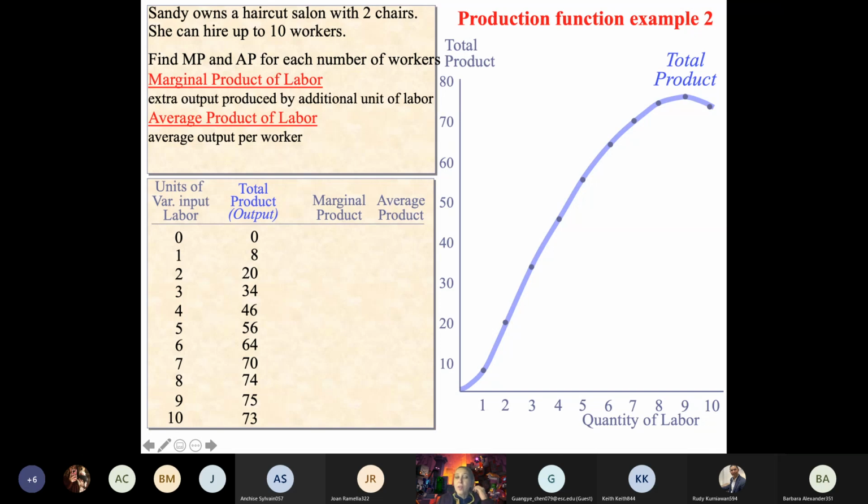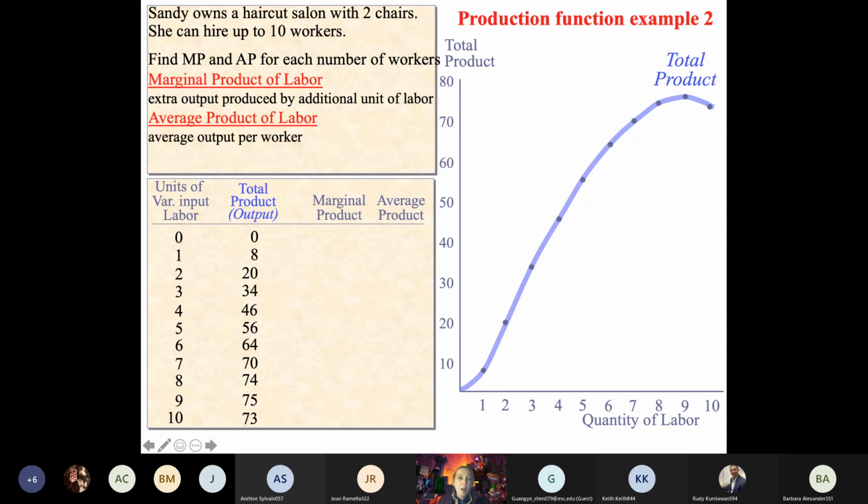She hires 1 more person. They together can make 20 haircuts. 3 people can make 34. So up to a point, by hiring an extra person, you more than double output, right? As you hire the second worker, from 8 to 20, which is incredible. You can see it on the graph. Your output increases at an increasing rate, because people can specialize. People can divide up their responsibilities and work more efficiently together.